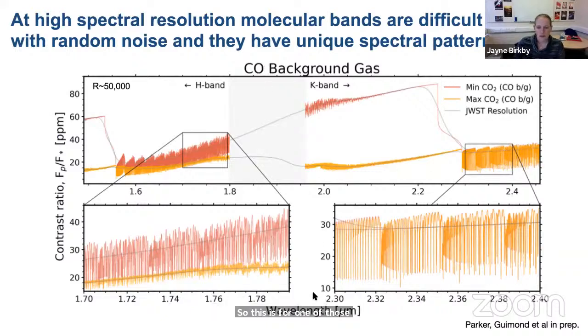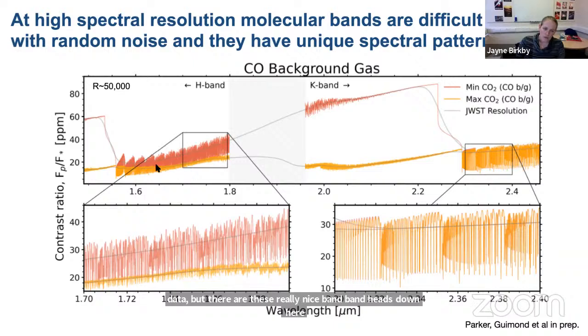So this is just having carbon monoxide as a background gas and having some CO2 at different levels in that atmosphere. I'm just showing you it's just those gases in that atmosphere. What you can see here, these are the H and K bands. So they span between about 1.5 to 2.5 microns. So we're a little bit bluer than the JWST data. But there are these really nice band heads down here of CO. And then over here, we have a mix of CO and CO2.